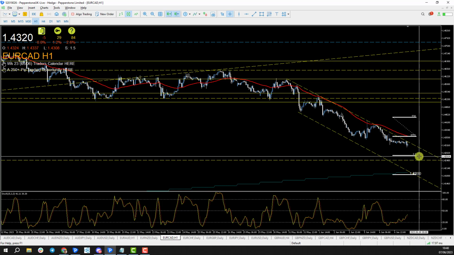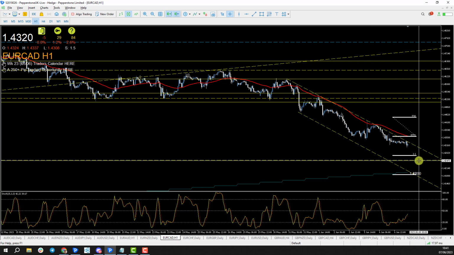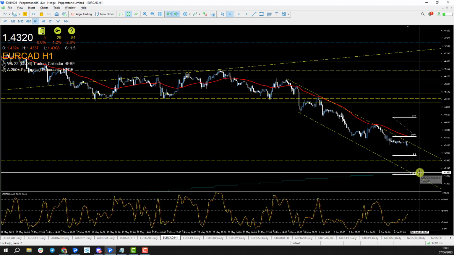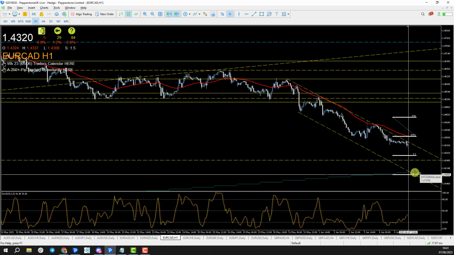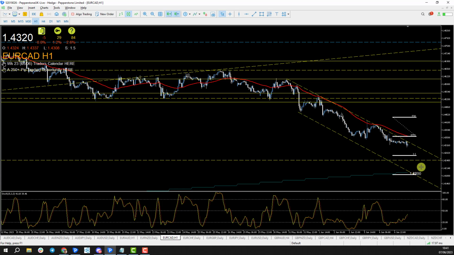And our target is going to be around about the 1.4250 as first target. Second target is going to be the 1.42 handle, where the daily 200 moving average is at this moment in time. So two potential setups that we could be looking at here today.